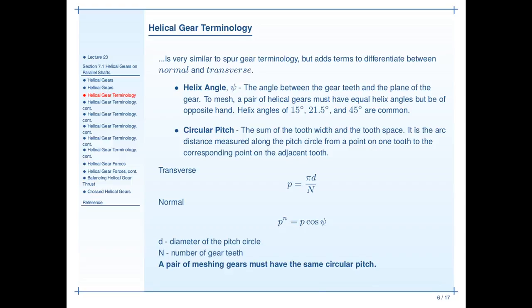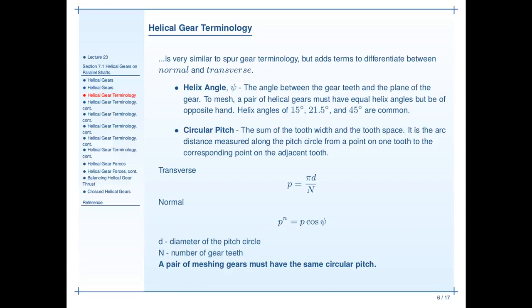Just like spur gears, helical gears do have a circular pitch. This is the definition very similar to spur gears, meaning the circular pitch is the sum of the tooth width and the space between teeth. Or, said another way, it's the distance along the pitch circle, along that arc, from a point on one tooth to the corresponding point on the next tooth. But there's something a little different here.